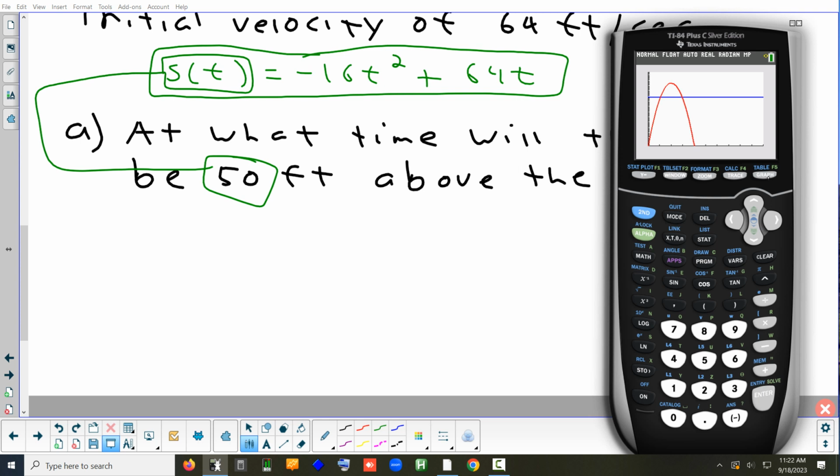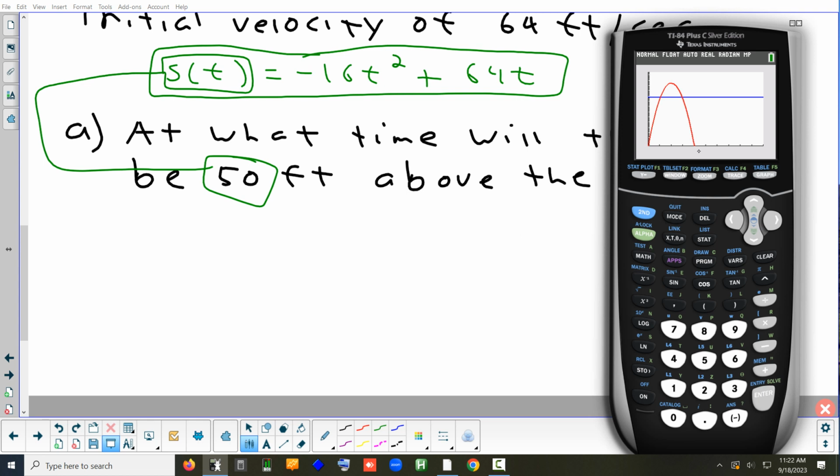What's in red represents the height of the object as time goes on. After 4 seconds, right here, the object has a height of 0, which means it's back on the ground. So the object is in the air for 4 seconds. Do you think the object hits a height of 50 feet once or twice? Twice. Once on the way up, and then again on the way back down.